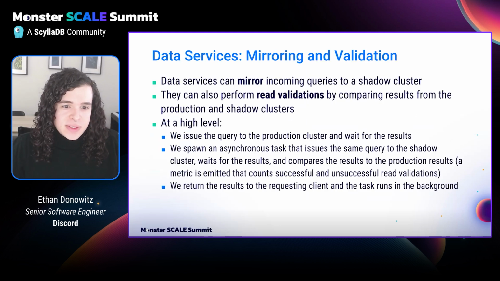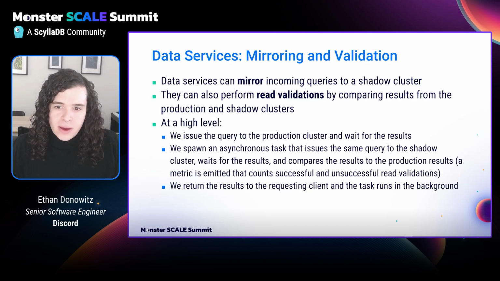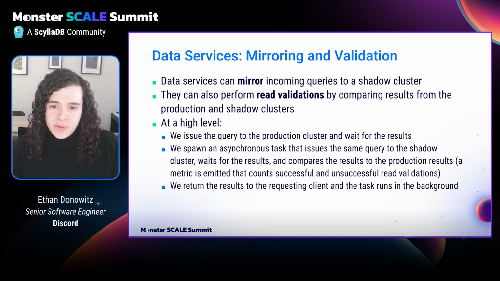So another thing that data services can do is mirror traffic to a shadow cluster. They can also perform read validations, which is when we compare results from the production and shadow clusters to make sure that they're the same. So at a high level, that process looks like this. We issue a query to the production cluster, and we wait for the results. When the results are returned by the database, we pass those results into an asynchronous task that issues the same query to the shadow cluster, waits for the shadow cluster results, and then compares those results to the production results. If the comparison is successful, it emits a metric, and if it's unsuccessful, it emits a different metric.